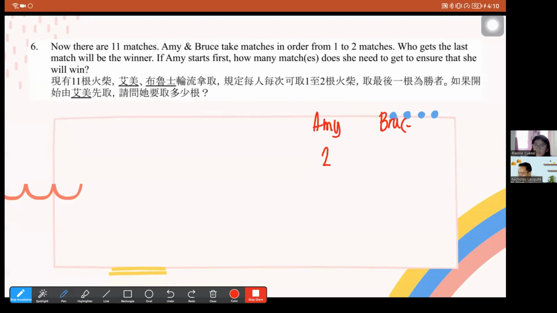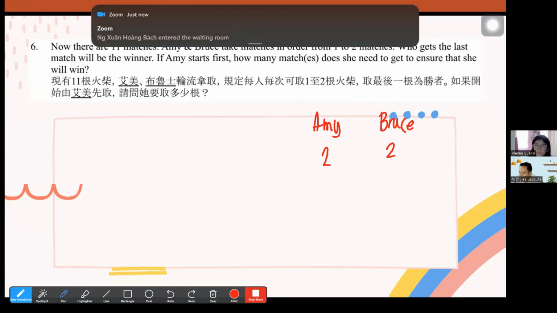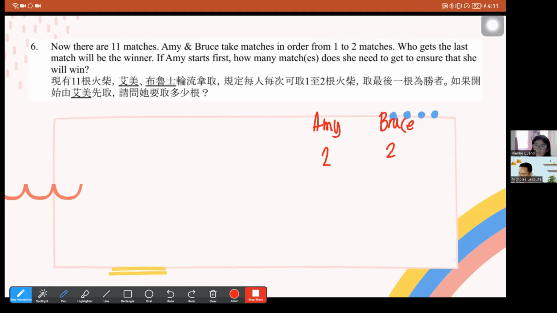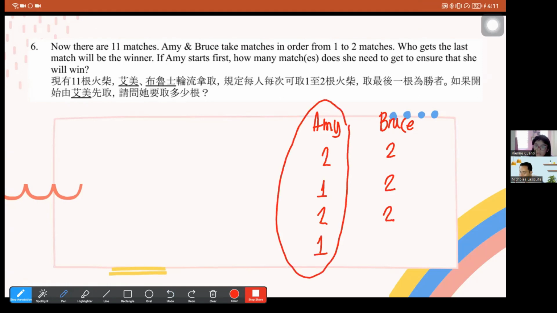So what will happen is that if Amy gets 2, then Bruce gets 2, Amy gets 2, 2 again. And Amy gets 1, then Amy gets 2, and then Bruce gets 2, then it's 4 plus 3, which is 7, right? And then we'll get 2, we'll get 2, then we'll get 1. So Amy will get the last one, right?